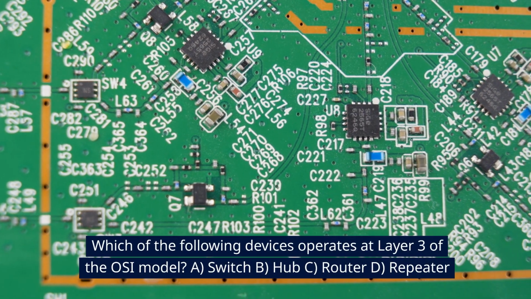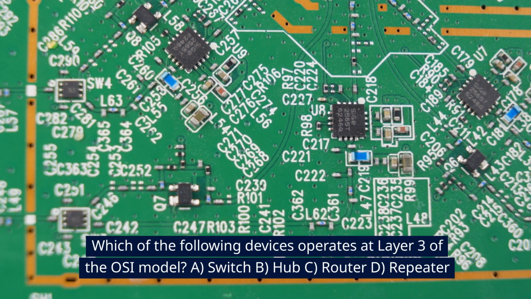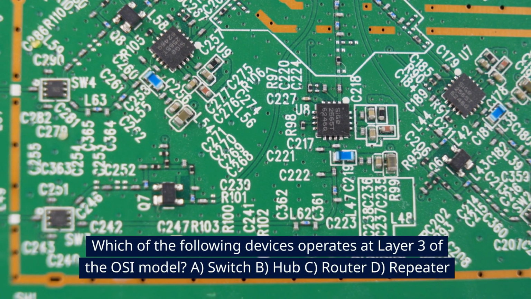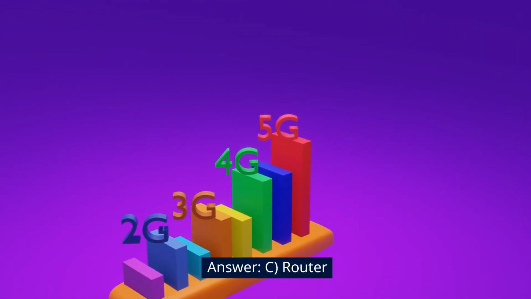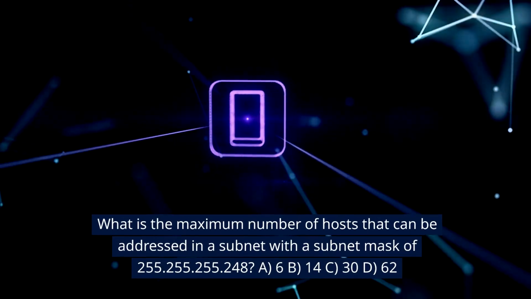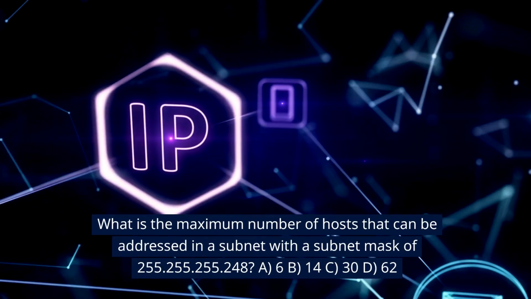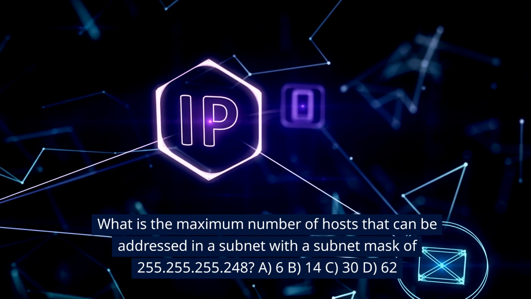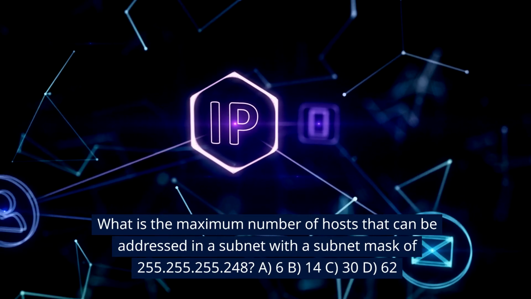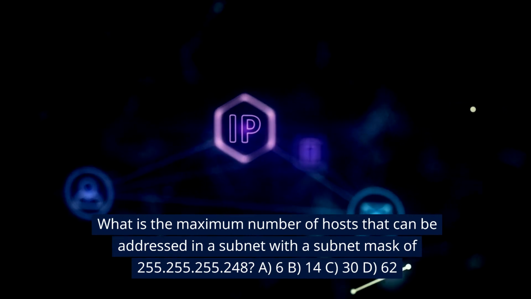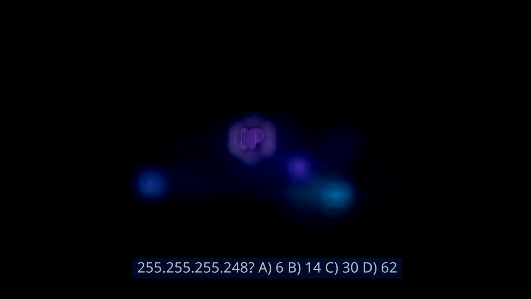Which of the following devices operates at layer 3 of the OSI model? A. Switch. B. Hub. C. Router. D. Repeater. Answer: C. Router. What is the maximum number of hosts that can be addressed in a subnet with a subnet mask of 255.255.255.248? A. 6. B. 14. C. 30. D. 62.